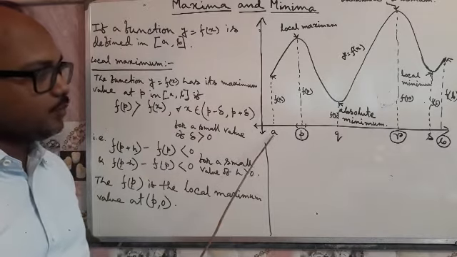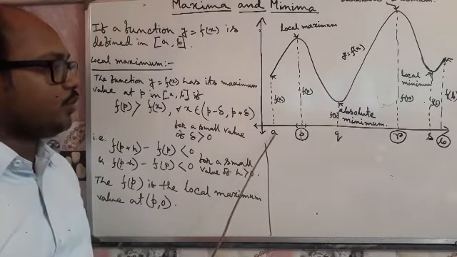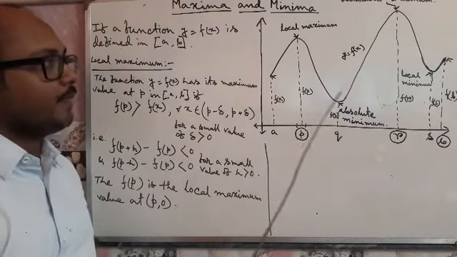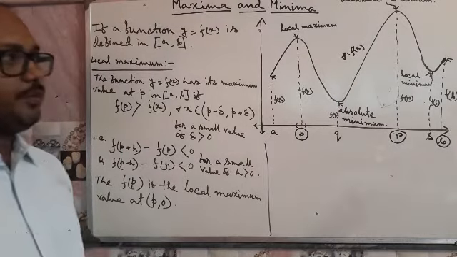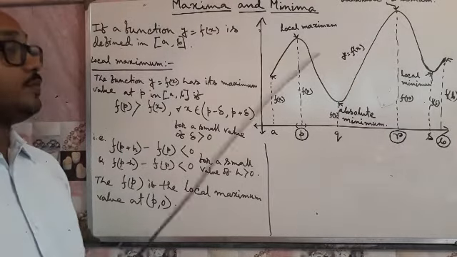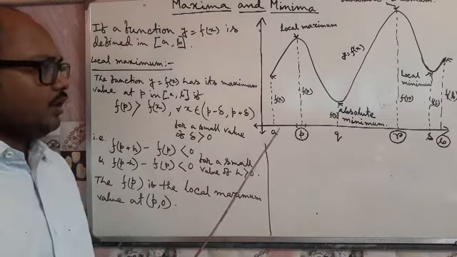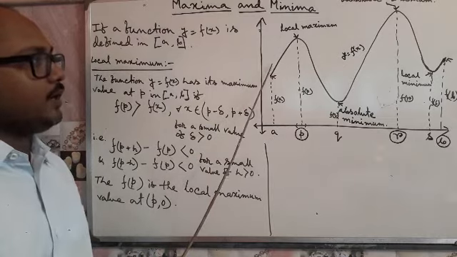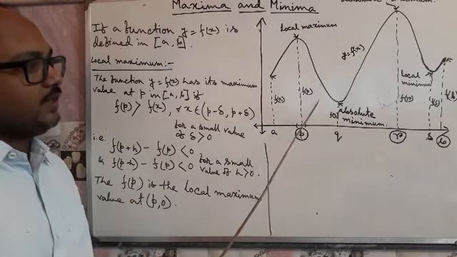It is defined from the closed interval a b. That means from the point a the function is defined. This is the graph of this function to b. Okay, so from the graph we can see, at first understand this graph. At first from a the graph is increasing, after that it is decreasing.